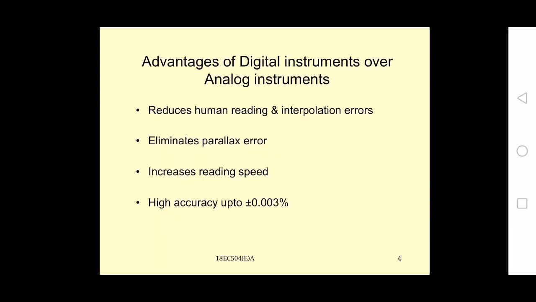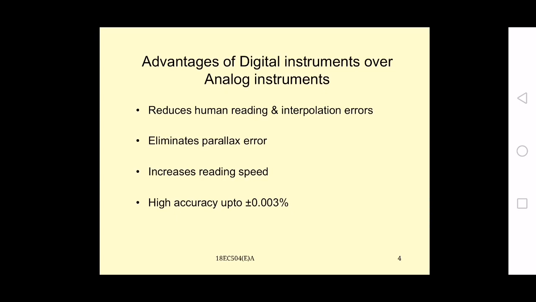The basic advantage of digital instruments over analog instruments is that they reduce the human reading and interpolation errors. So the first advantage of digital instruments over analog instruments is that they reduce human reading and interpolation errors. Human reading will be accurate, and interpolation means, as I said, that if you are seeing at one point of time and the next point of time in analog it may change, but we cannot discriminate.